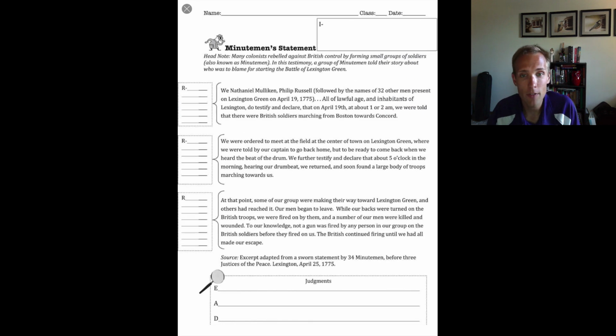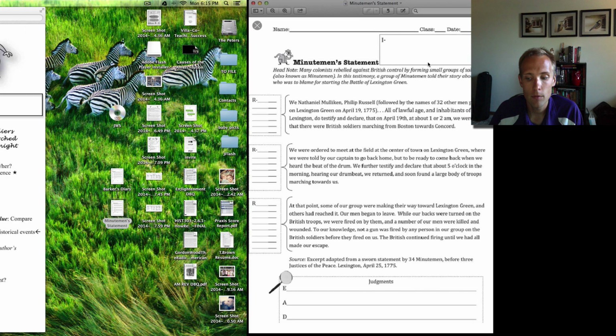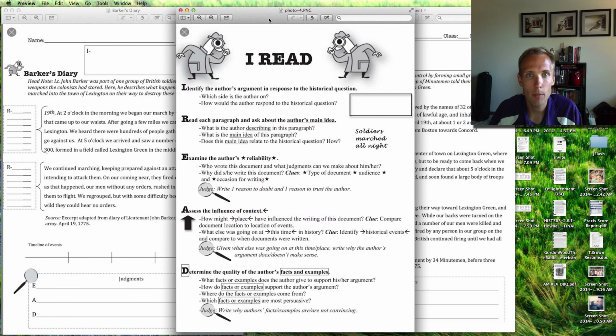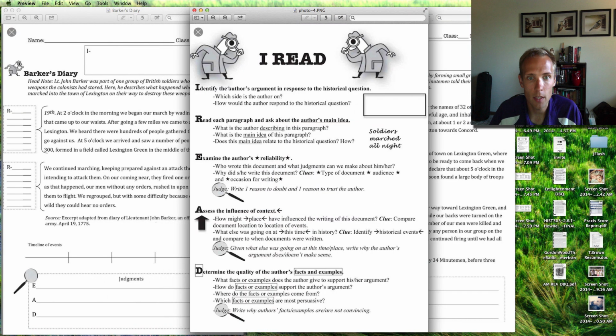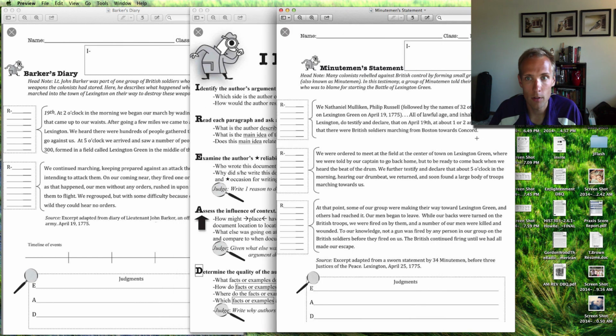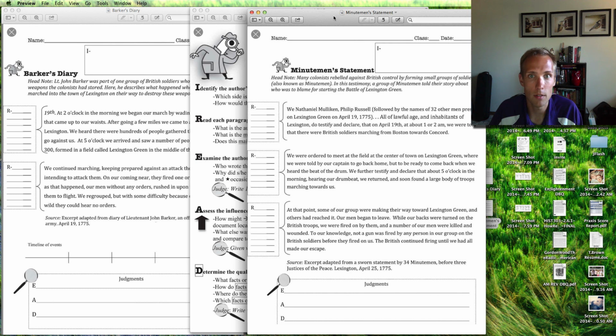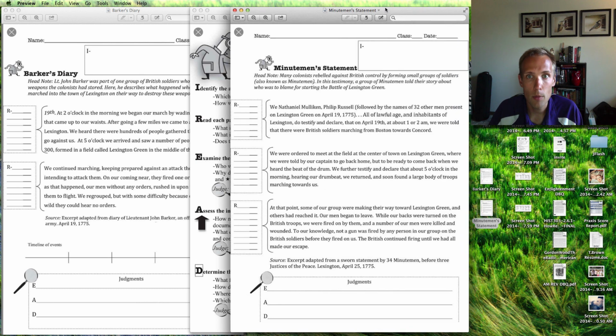So now that we've done the I and the R for Barker's diary, the British perspective, what I want you to do is to do the I and the R steps for the Minuteman statement. Remember, you want to look at the acronym guide you have, the I-READ, the I, the R, and the E, and make sure, so we're doing the I and the R right now, and you're doing these steps. So follow these as you are completing this step with the Minuteman statement. Take a few minutes to do that.